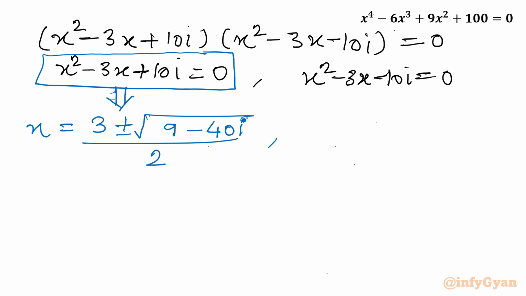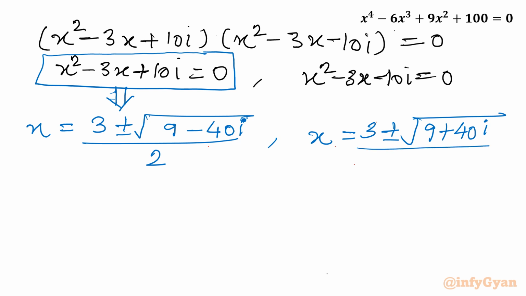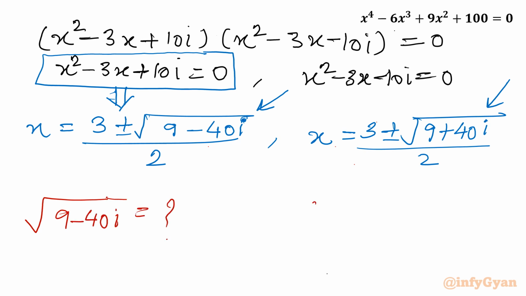Now come to the second quadratic equation. Minus b, so 3 plus minus square root of 9 plus 40i, and divided by 2. So we have to ultimately write our answer in appropriate form as it is having a square root term. So what we'll do, we'll calculate the square root separately. So let us find out the square root of 9 minus 40i, and then we'll be calculating the square root of 9 plus 40i in another way.